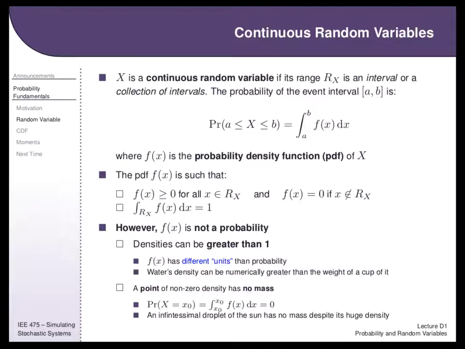The other weird thing about it, which I've already talked about, is that even though a density function might exist at a point, the probability of any particular point is always 0, because probability is weight. If I take an infinitesimal slice of the sun, it weighs nothing, even though the sun is super, super dense.